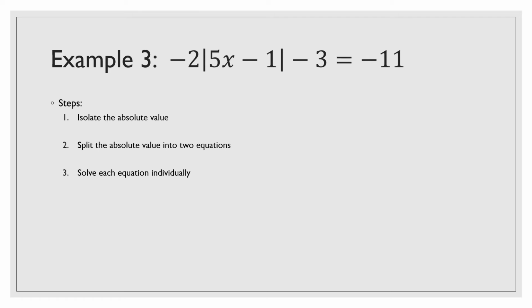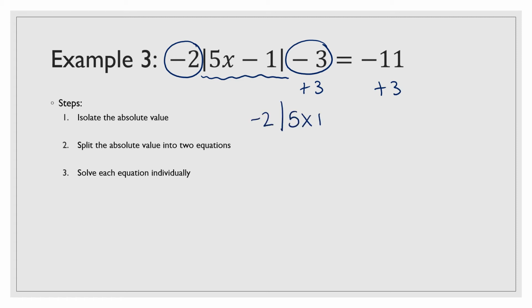The first step is to get this absolute value by itself, which means we have to get rid of this minus 3 and this negative 2 out front. To do that, we want to add 3 to both sides. So we have negative 2 times the absolute value of 5x plus 1, and that's going to be equal to negative 8. So that got rid of that minus 3.